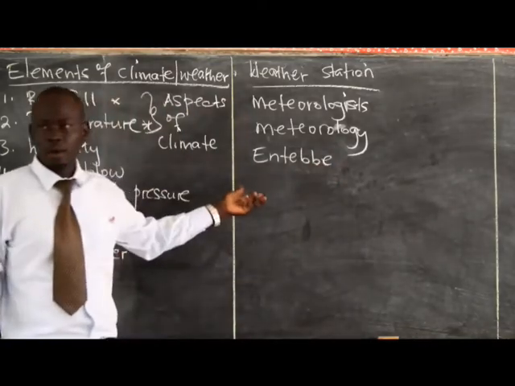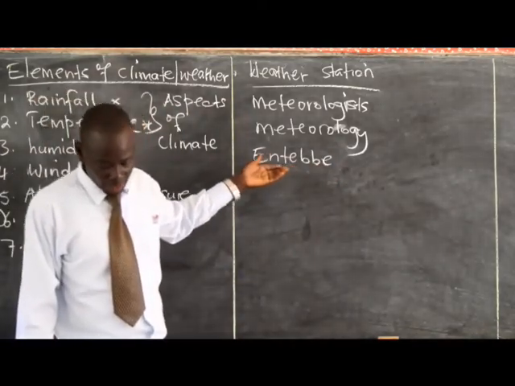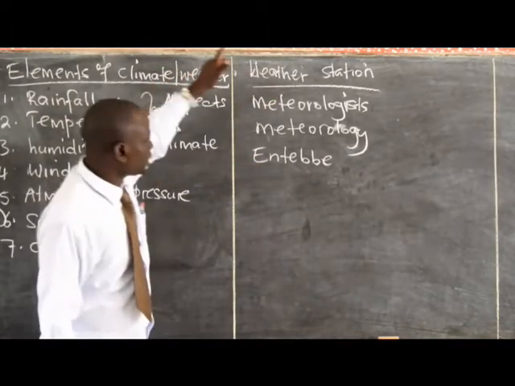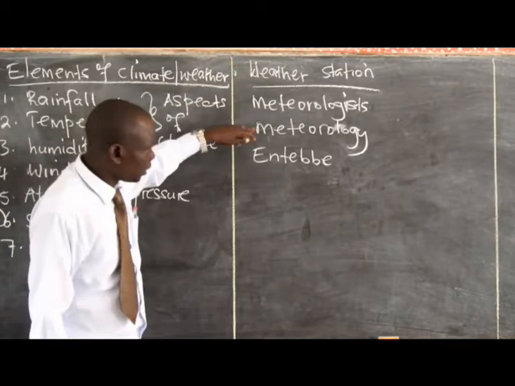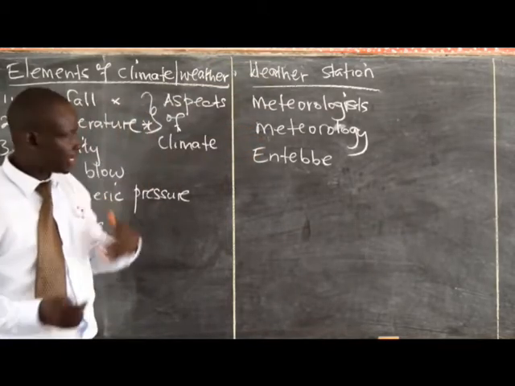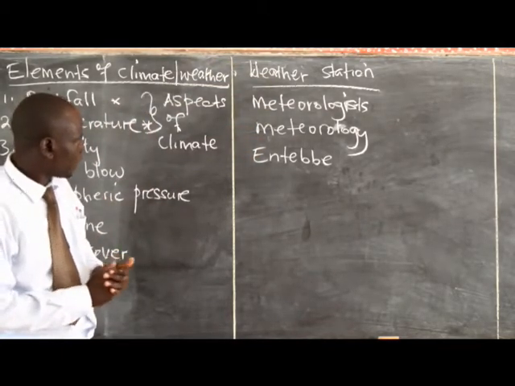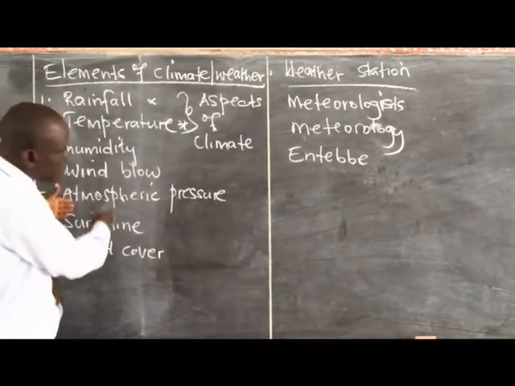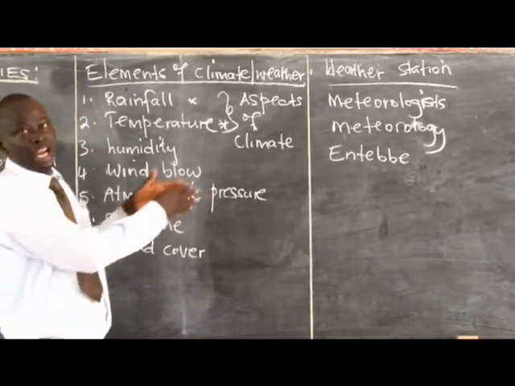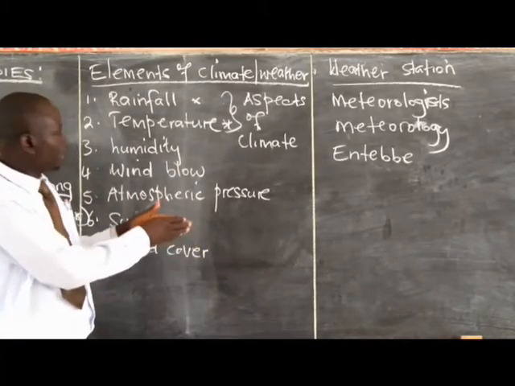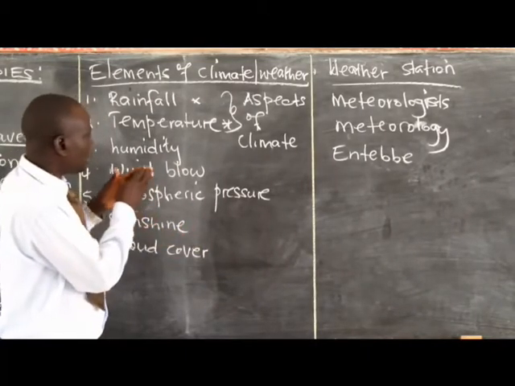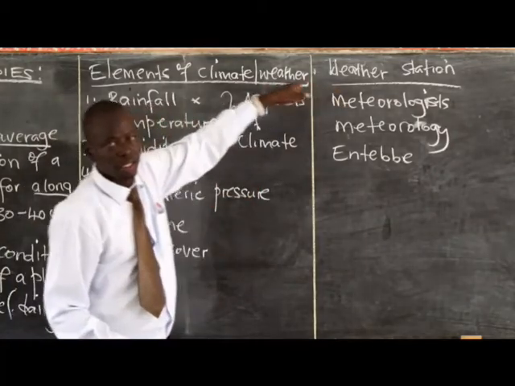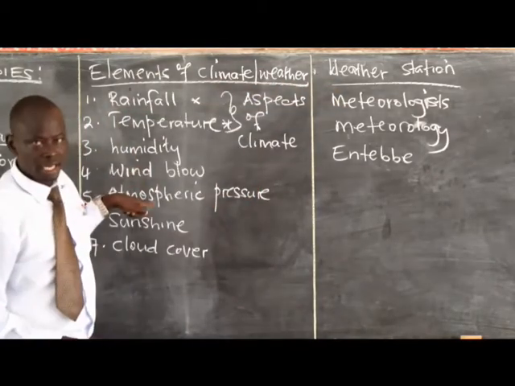That's where we get our biggest weather station. So, we have meteorologists, then we have meteorology, which we say is the study of weather. Now, we are going to look at these elements. Now, out of these elements, we have to get the conditions. And then we shall also look at the instruments the meteorologists use in measuring these elements.